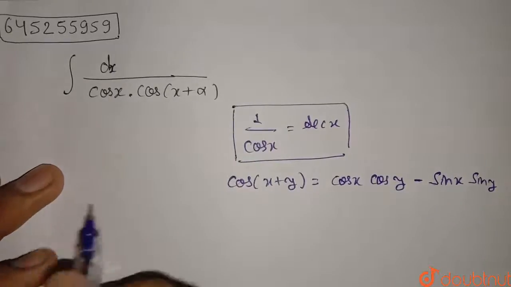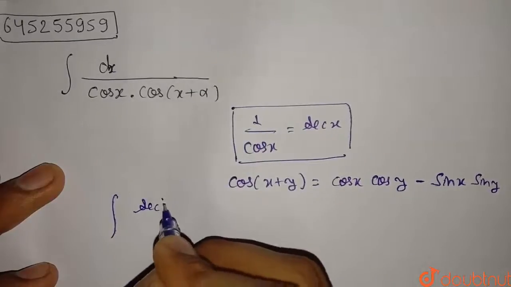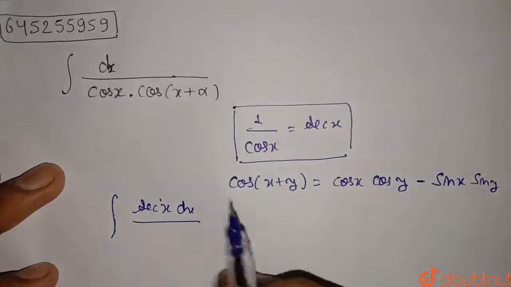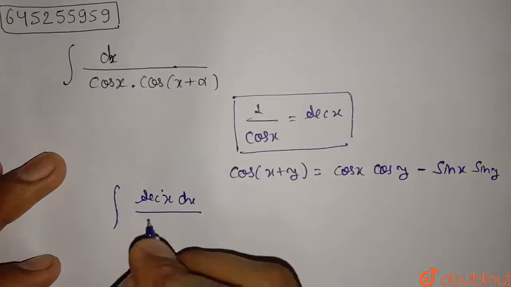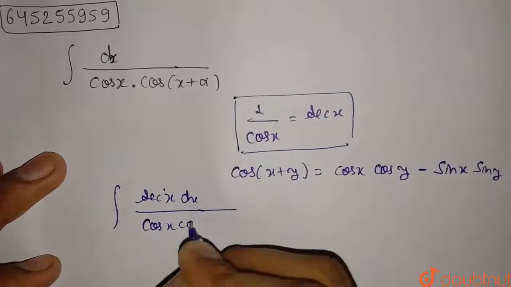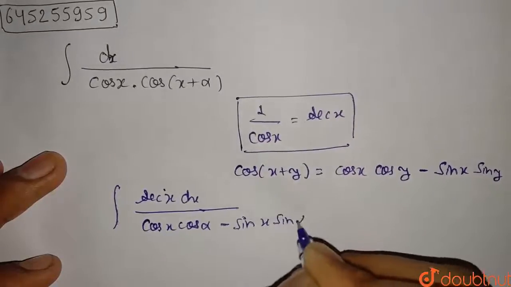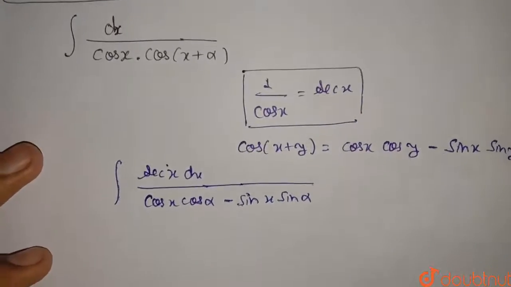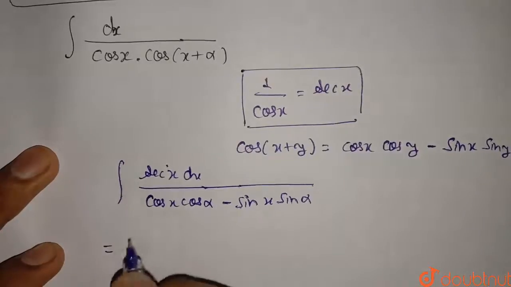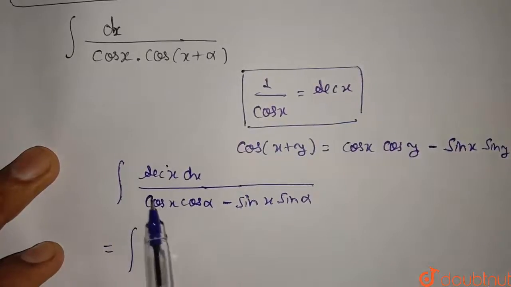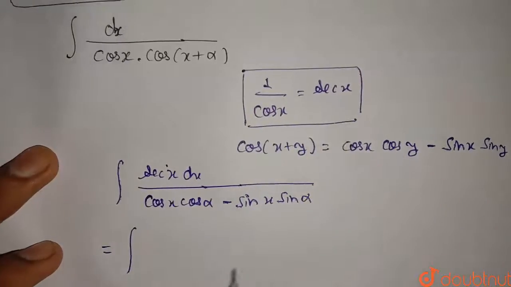So our integral will be, this is 1 upon cos x, I can write sec x, right, dx upon, this is cos of x plus alpha, alpha is constant, okay, so this will be cos of x cos of alpha minus sine of x into sine of alpha, right? Now from the denominator I am taking cos of x common, right? So if I take cos of x common, again this will be sec of x into 1 upon cos of x, which is equal to again sec of x, right?